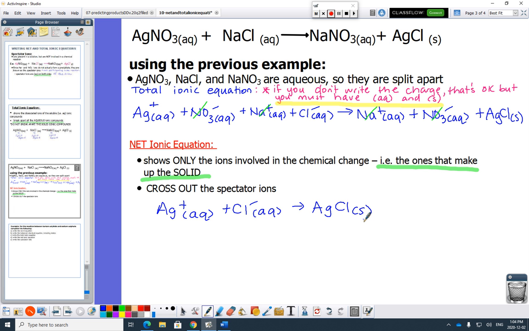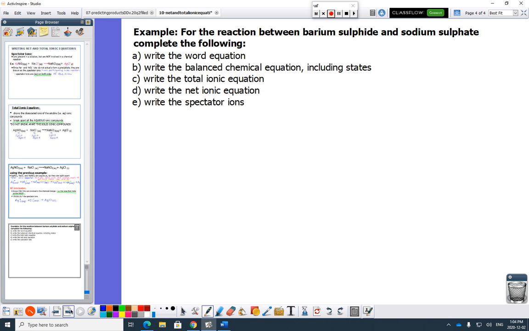Okay? So now let's do another example. So we'll go all the way from the beginning. Again, I made it really tiny so I could fit it all on there. I apologize. So complete the reaction for barium sulfide, sodium sulfate. We're going to write the word equation. We're going to balance it, including the states. We're going to figure out where the solid is. We're going to do the total. We're going to do the net and write the spectator ions.